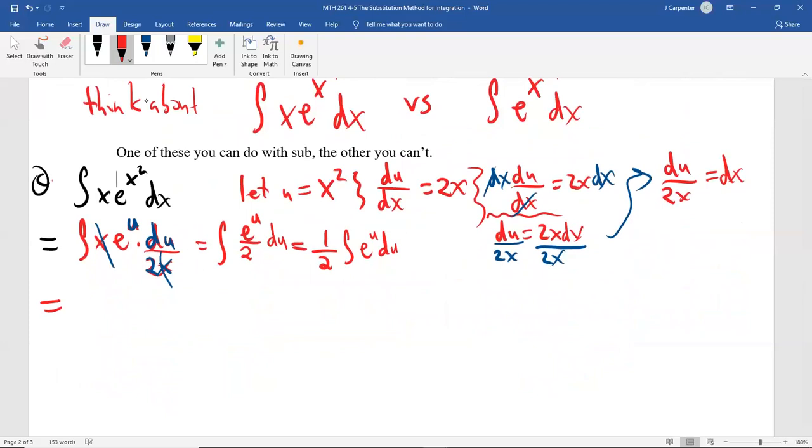So this is equal to 1/2 e to the u, but don't forget your plus c because there were no upper and lower limits. But then we have to go back. So instead of writing u, we write x squared. So this is equal to 1/2 e to the x squared plus c.